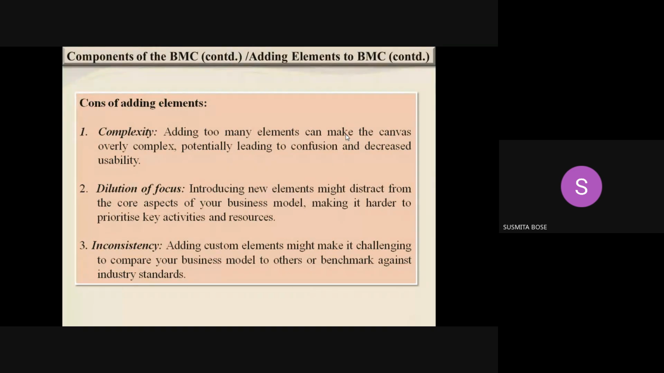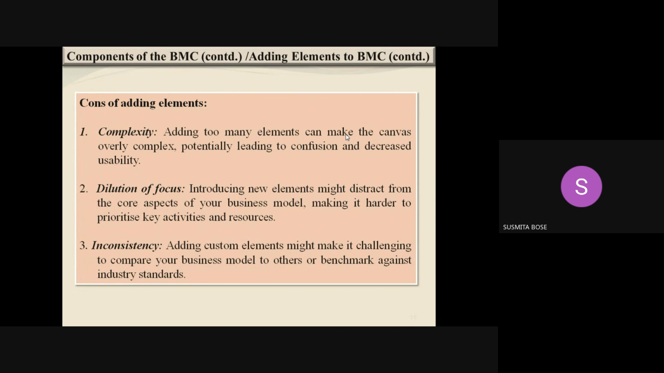And the cons of adding elements: if you are adding one or two elements that you think are very important, okay. But if you go on adding elements, that can make the canvas overly complex, potentially leading to confusion and decreased usability. You are preparing this BMC for increased usability, but adding too many elements can decrease its usability.